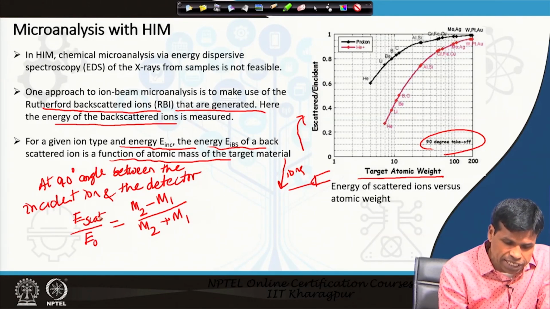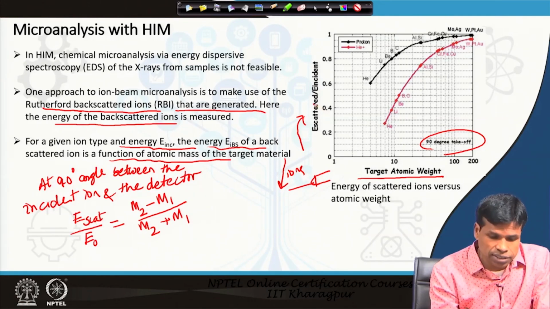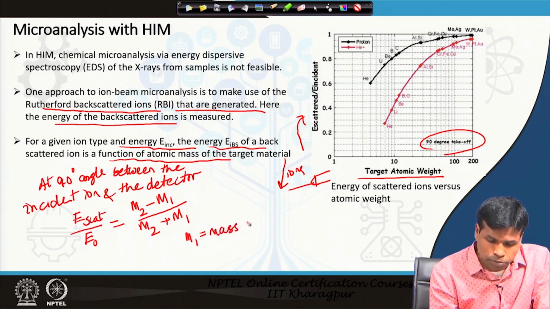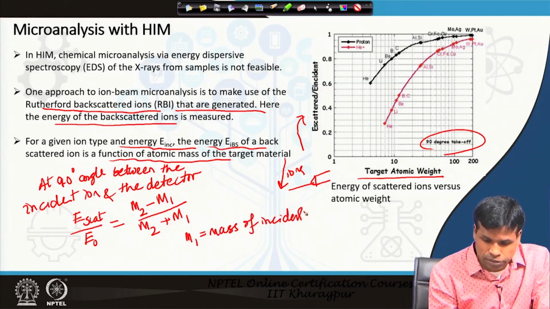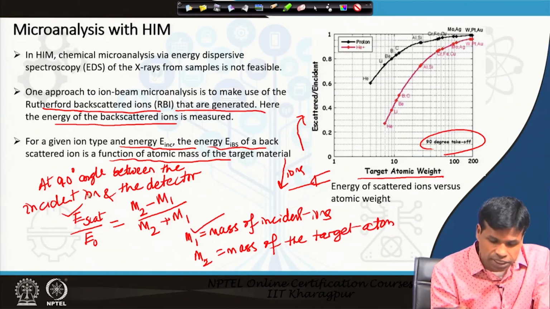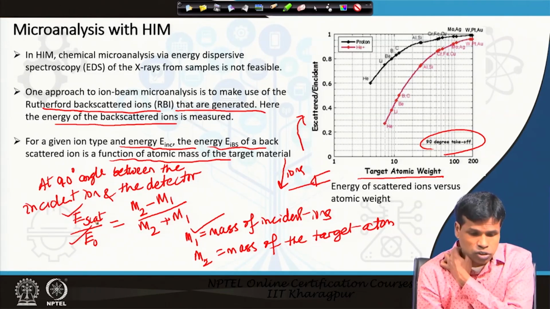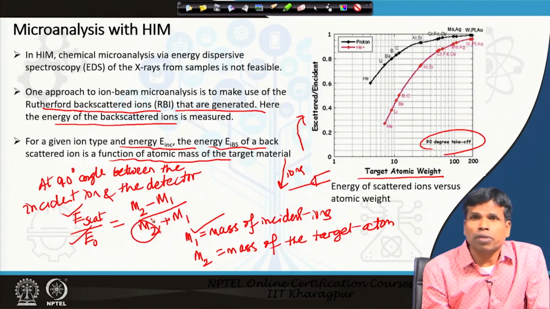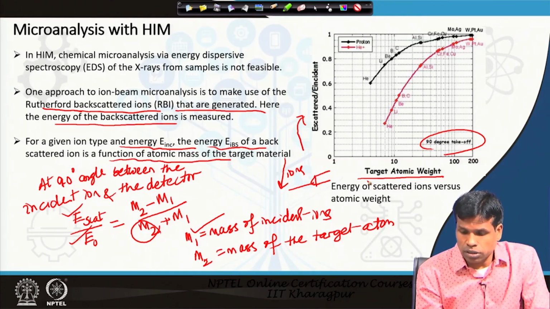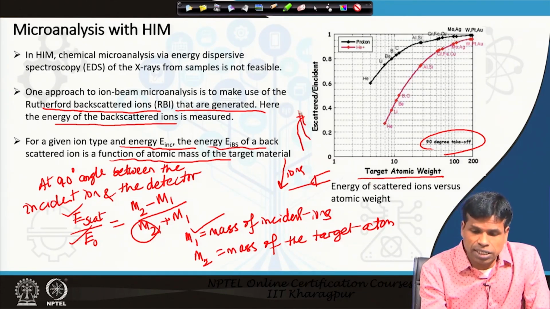Here E scattered is the energy of the scattered ions, E0 is the energy of the incident ion, and M1 is the mass of the incident ion, which we know. M2 is the mass of the target atom, that is our specimen. We know M1, we know the energy of the scattered ions, we know the incident energy. So, we can calculate the mass of the target atom, and it is possible to an extent to know the mass of the target atom from the backscattered ions.